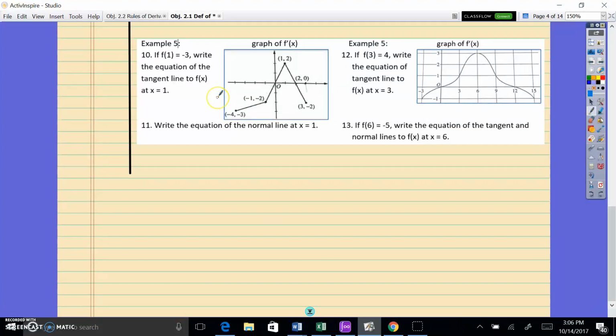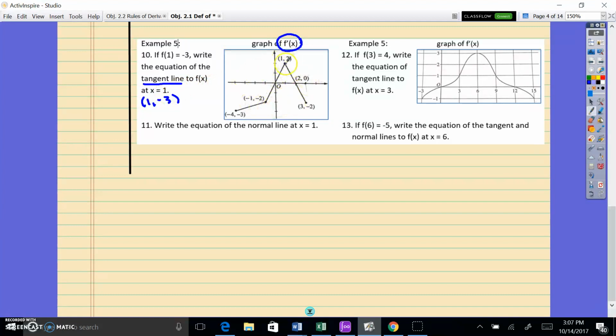Okay, so in this example, notice that the graph that is given is that of the first derivative. This is f prime of x. What that means is that we have never seen the original function. All we know is that these are the y values for the derivative. That means every point on this graph represents what the slope of a tangent line was on the original. So it says if f of 1 equals -3, remember you've never seen the original, so you just have to trust that this is true, that it contains the point 1, -3. Write the equation of the tangent line to f of x at x equals 1.